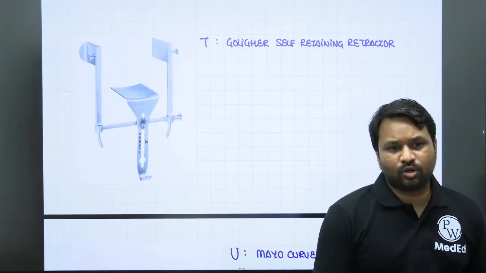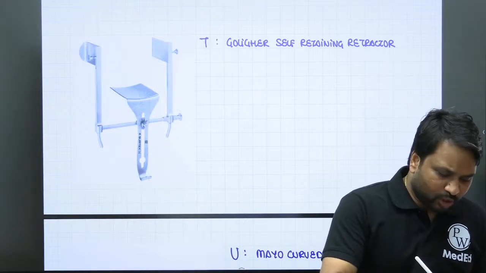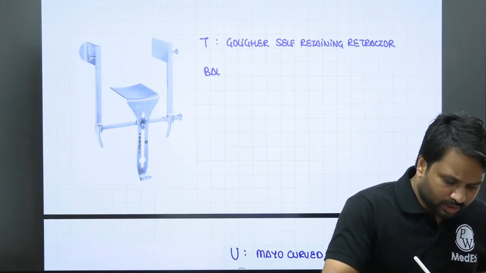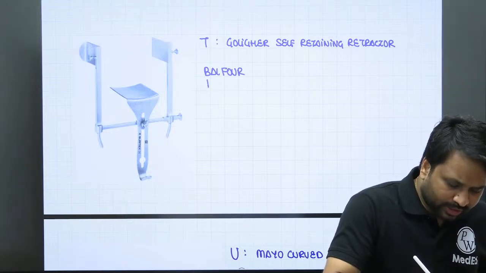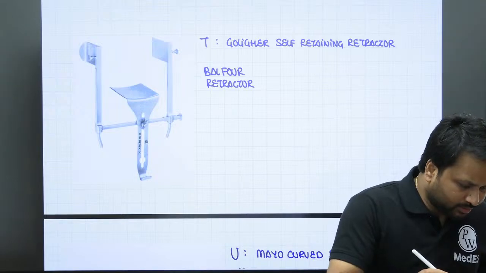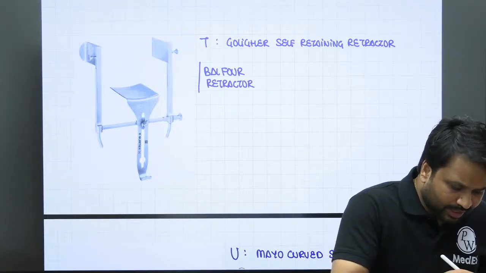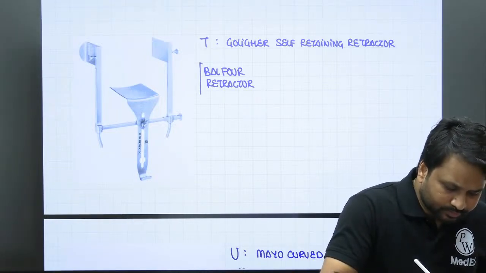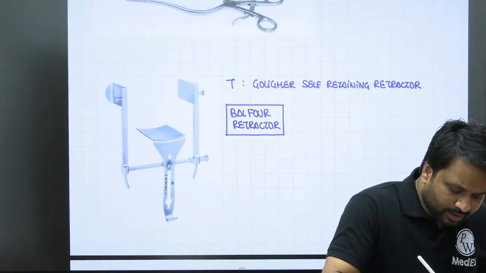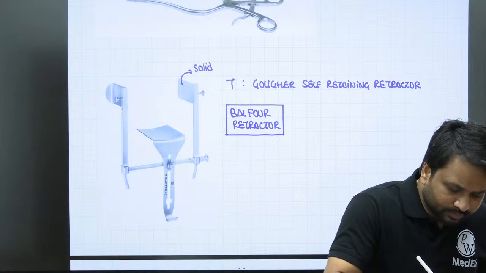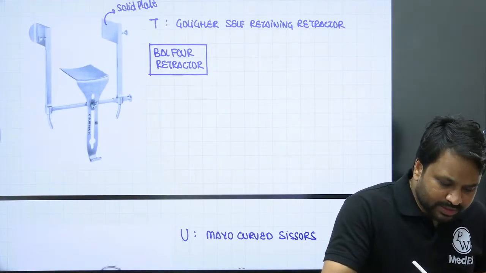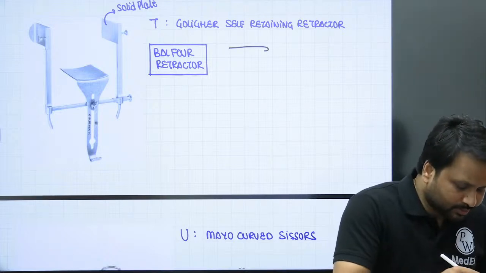Now, somebody said, sir, Gallagher and Balfour. The only difference between the Gallagher and the Balfour retractor: in the Balfour retractor, you will have the hollow plates. So what is a solid plate? This is what we call a solid plate. In Balfour, you will see the plates will be like this.